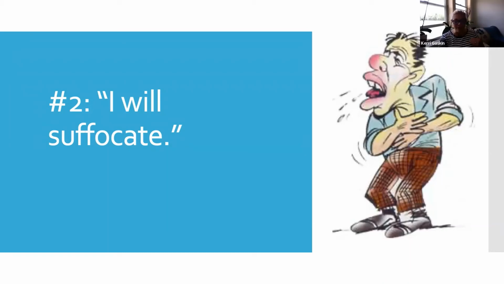Suffocation occurs when your body does not get enough oxygen. So it is highly unlikely, not saying it's impossible, but it's highly unlikely that panic will lead to suffocation. Okay, so it's really important that we look at the likelihood when we're dealing with these predictive thoughts.